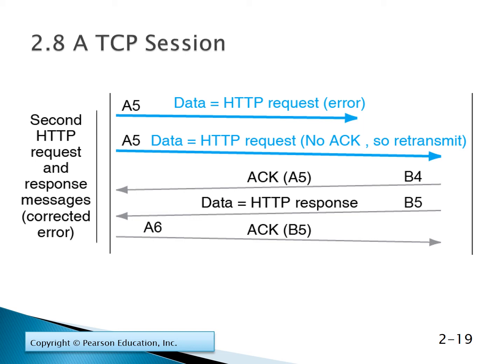And okay, so now this time there's no error, so B will respond with an acknowledgement, and then B will also retrieve the web page and then send it back with another HTTP response, and then A will acknowledge the receipt of this response. And so that's how TCP works.